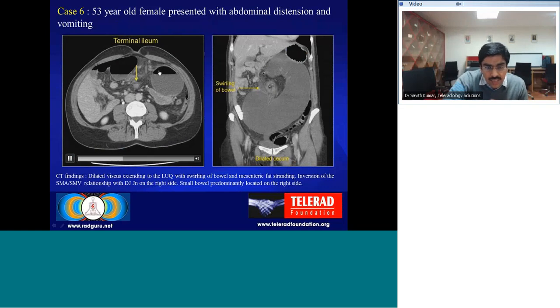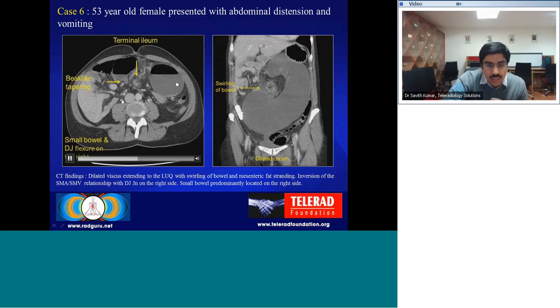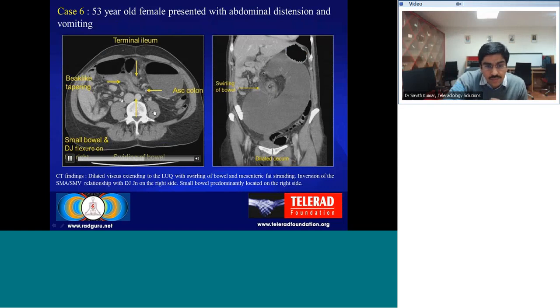This is a dilated large bowel, which is reaching up to the left upper quadrant. So here what we see is the small bowel loops are predominantly seen on the right side of the abdomen. So this is the point of transition of the dilated large bowel. The distal point of transition of the dilated large bowel has a beaked appearance. And this is the site of swirling.